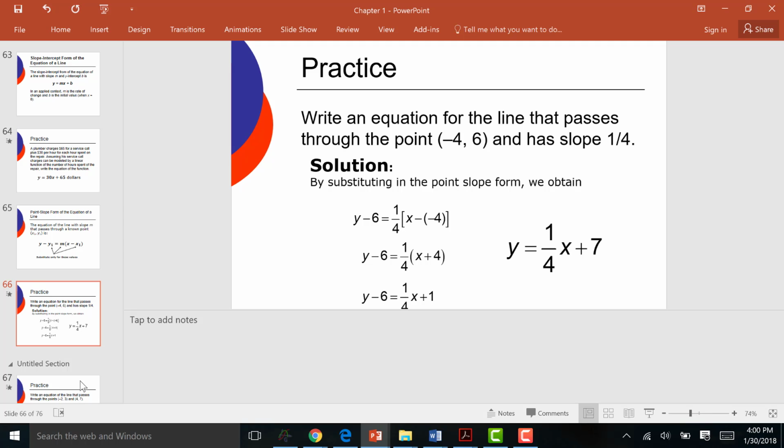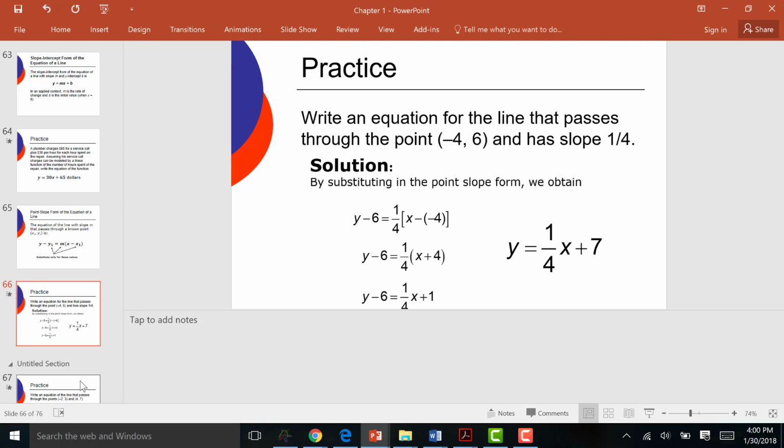Alrighty, my goal is to get y by itself. What should I do over here to get rid of this minus 6? You always do the opposite. So if it's minus 6, we're going to add 6 to both sides. So now this minus 6 and this plus 6 cancel out, right? So now I end up with y equals 1/4 x plus 7. Is it in y equals mx plus b form? Yes, it is. That's the equation for the point and the slope that they gave you. You now have an equation for a point and a slope.